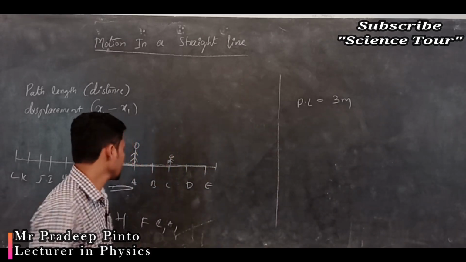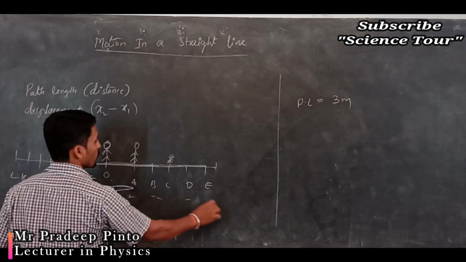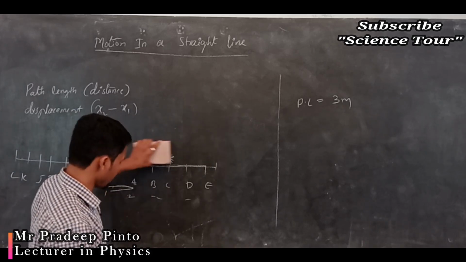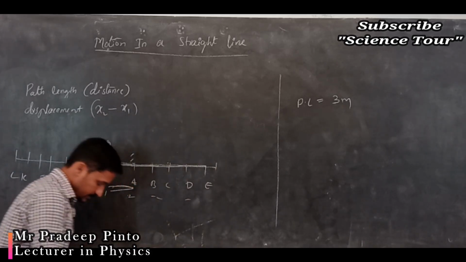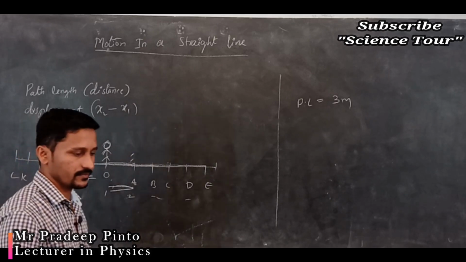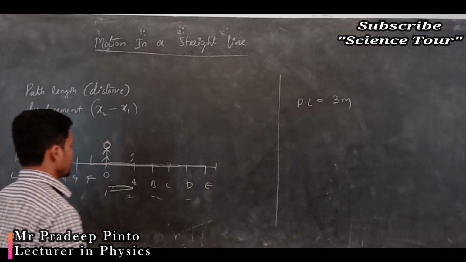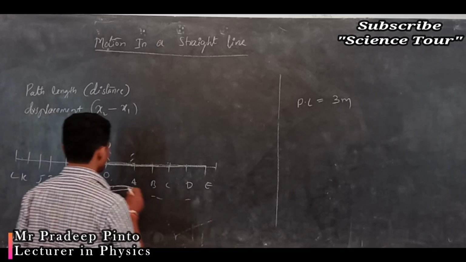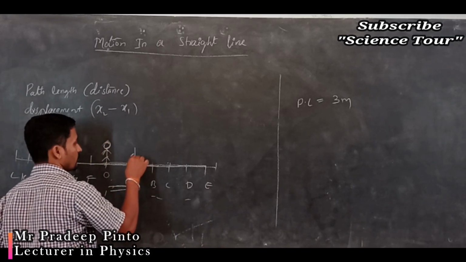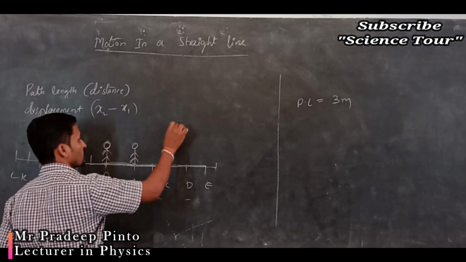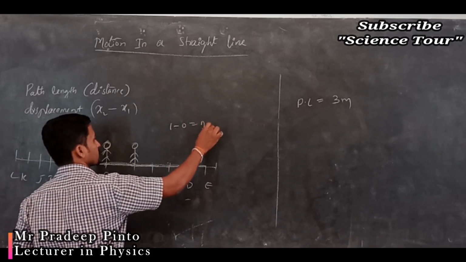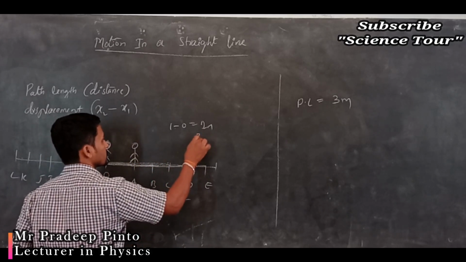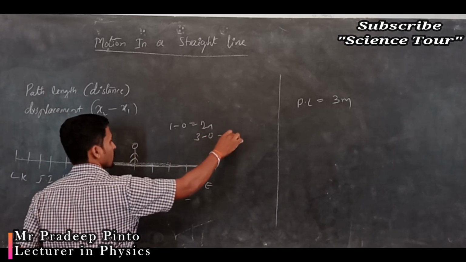Okay, final minus initial position. Now I am going to tell you, displacement is final minus initial. How do we find that out? Say the object moved here, it is 1 minus 0, which is 1 meter. Object moved here, 1, 2, 3. 3 minus 0 is 3 meters.